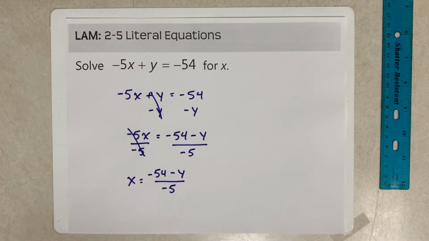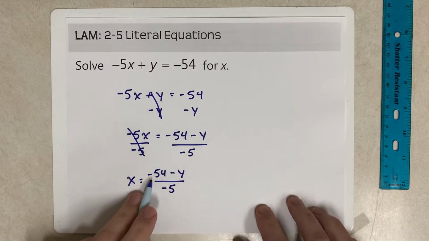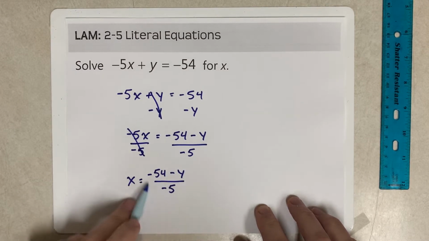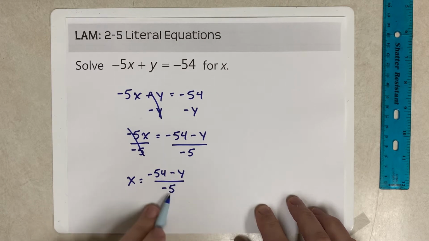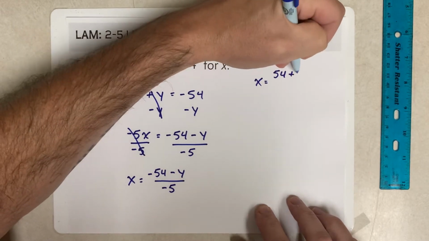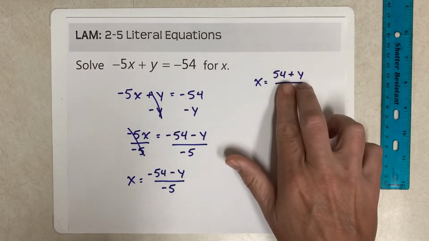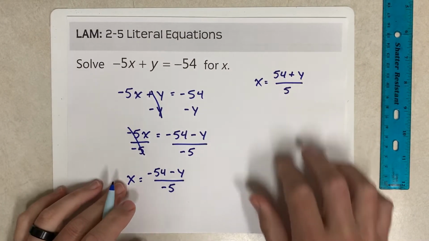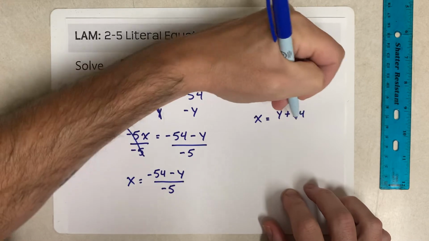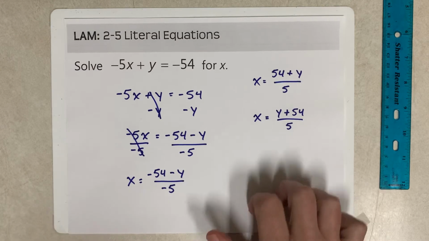And now, here's a really cool thing you can do. You see how you have 3 negatives here? All 3 items are negative. You can go ahead and take all 3 of those away and make them all positive. That's the same thing that happens if you multiply this by negative 1 over negative 1. You're going to get x is equal to positive 54 plus y over positive 5. And then there's another way you can write it. You can take the 54 and y, and the commutative property says you can write it like this: y plus 54 over 5. Any of these 3 answers at the end will be correct at this level.